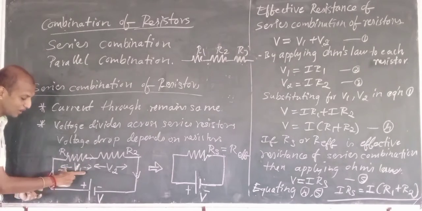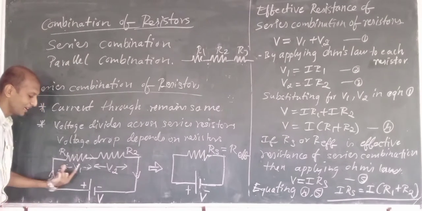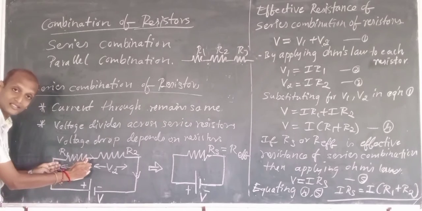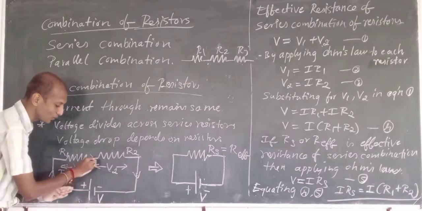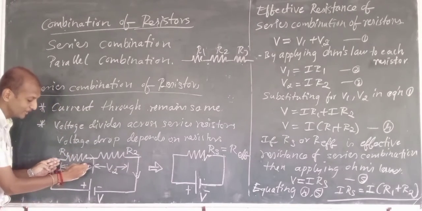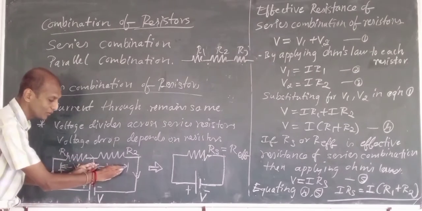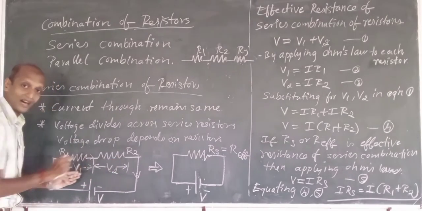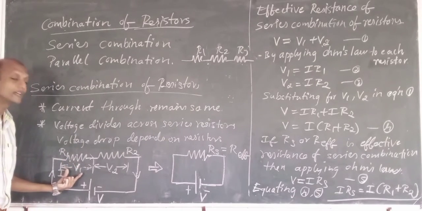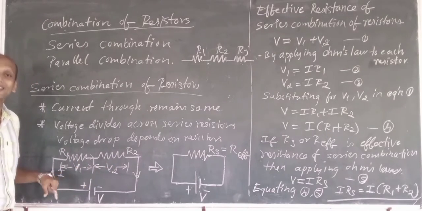Is that okay? So now V1 is the voltage drop across what? Resistance R1. I can write V1 as the voltage drop across resistance R1, and V2 as the voltage drop across resistor R2. So this is how I can have different voltage drops across the different resistors.